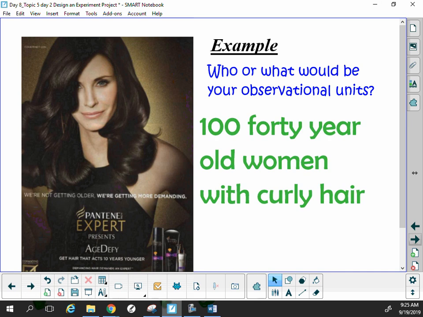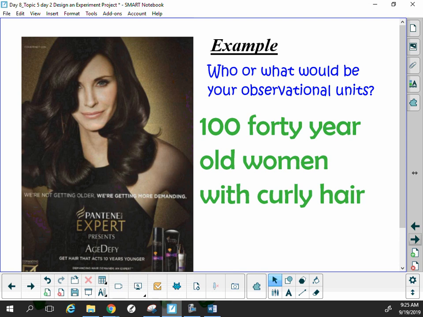I said 140-year-old women with curly hair. I wanted to eliminate some confounding variables. Curly hair, I have curly hair, so I know that it dries out faster and gets more coarse faster than straight hair. So I picked 140-year-old women with curly hair as my observational units.